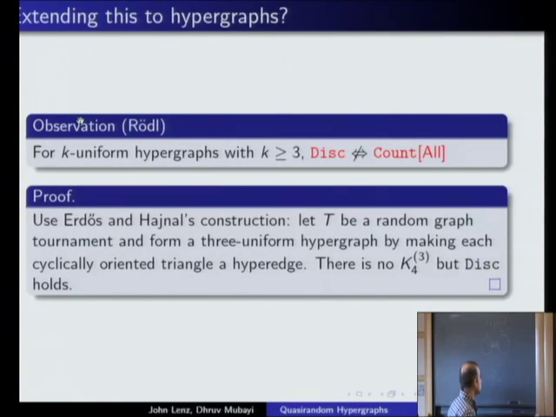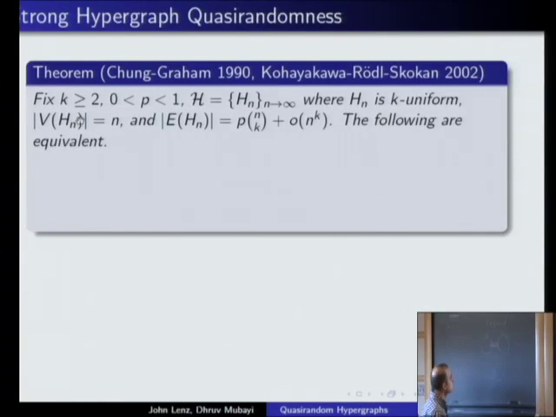And the question is, what is equivalent to counting everything? What is equivalent to C4? This was a combination of results of Chung and Graham, who wrote the first paper on hypergraph quasi-randomness, and subsequently 12 years later by Hayakawa, Rödl, and Skokan, which says that the following are equivalent for k-uniform hypergraphs. So think of k equals 3.